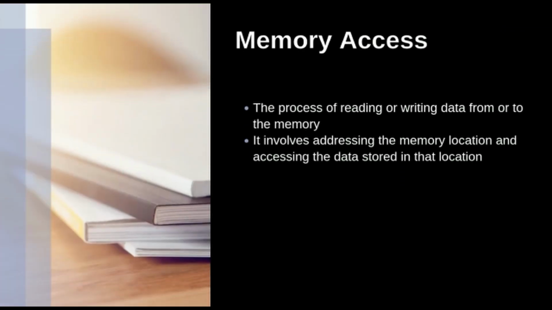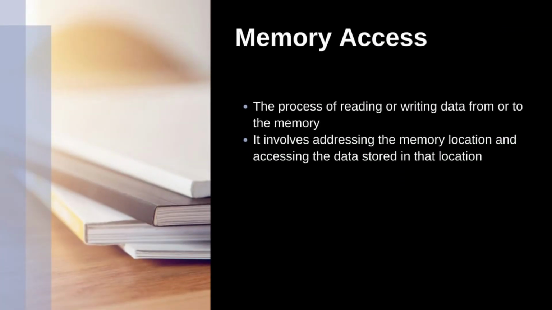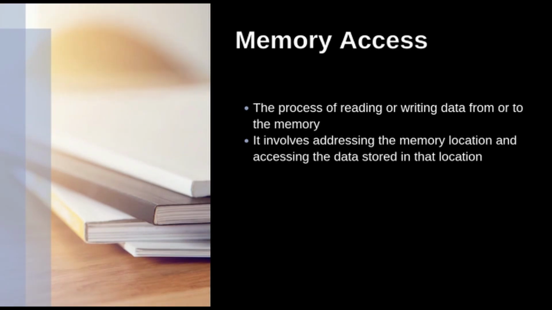Let's start with memory access. This is the process of reading or writing data from or to the memory. To access memory, we need to address the memory location and access the data stored in that location. Memory access is an essential part of any computer system. It allows programs to read and write data, access variables, load program data into registers, and perform other essential tasks.